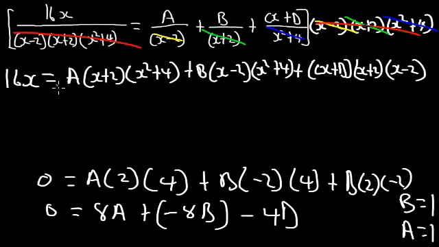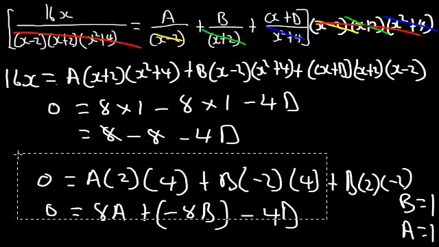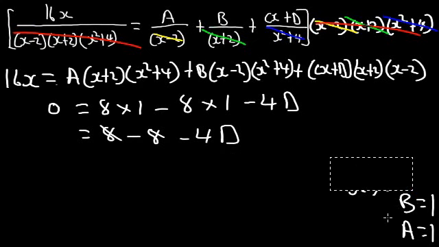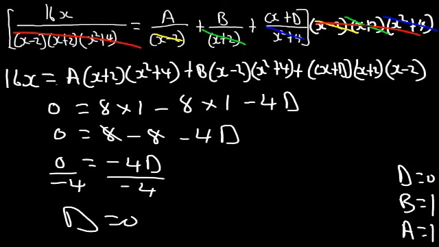So now, what are we doing next? 0 will still be equal to, the value of a is 1, 8 times 1, minus 8b, 8 times 1 again, minus 4d. So that's 8 minus 8 minus 4d. This cancels out. The value of d will likely be 0. I think it's 0. So 0 equals minus 4d. Divided by minus 4, d equals 0. So d is 0.